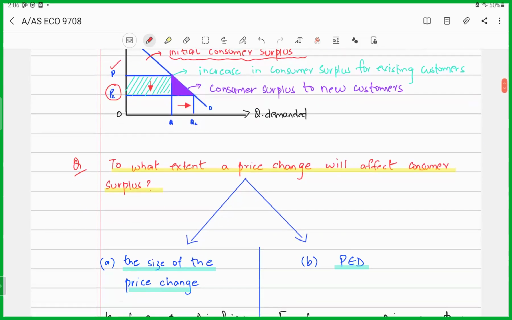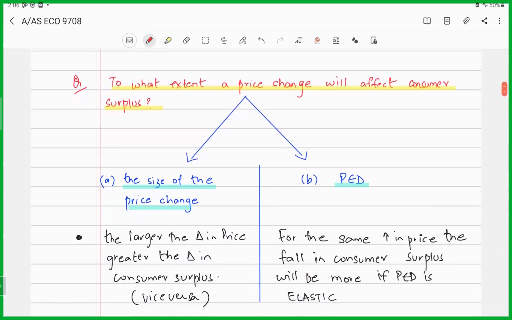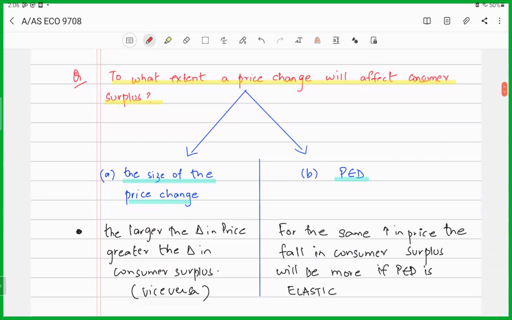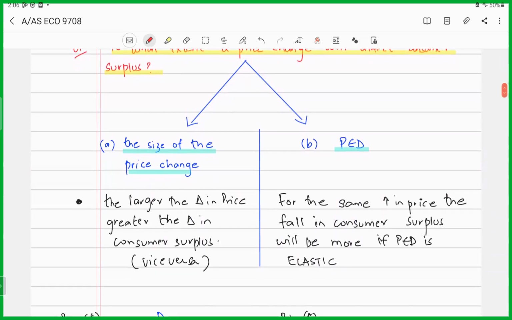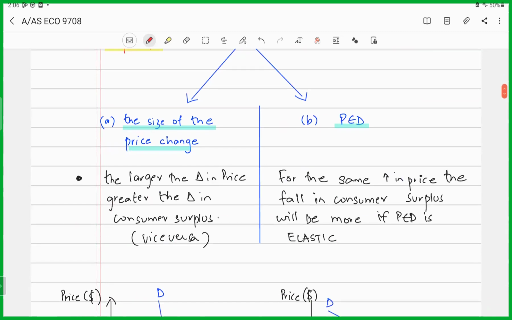All right. Now, the third thing which we are going to look at under consumer surplus is, to what extent would a price change affect the consumer surplus? The quantum of the price change, the size of the price change. The larger the change in the price, the greater would be the effect on the consumer surplus. Similarly, the lesser the change in the market price, the lesser would be the change in the consumer surplus. Another aspect is price elasticity of demand.